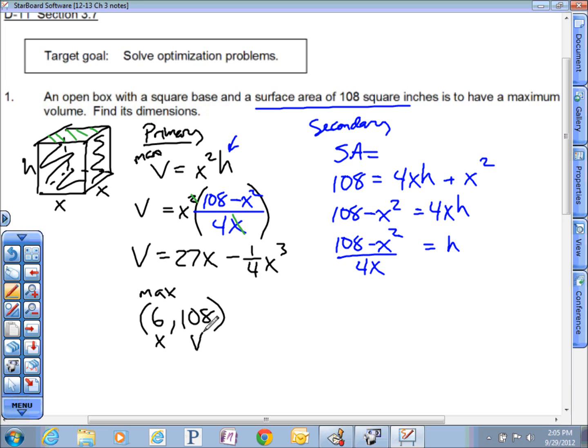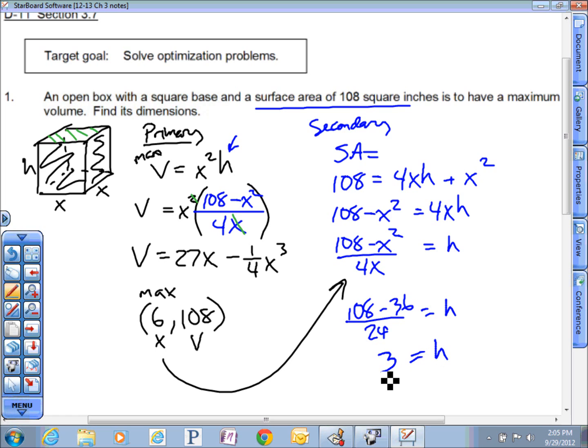So let's take this 6 and bring this x value back over here. What's the h that goes with it? 108 minus 36 divided by 24. So 108 minus 36 is 72, and 72 divided by 24 says the h value under those conditions is 3.